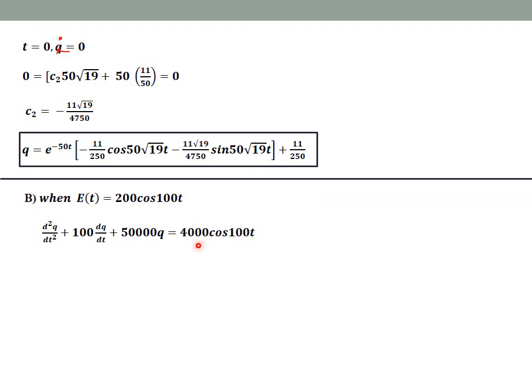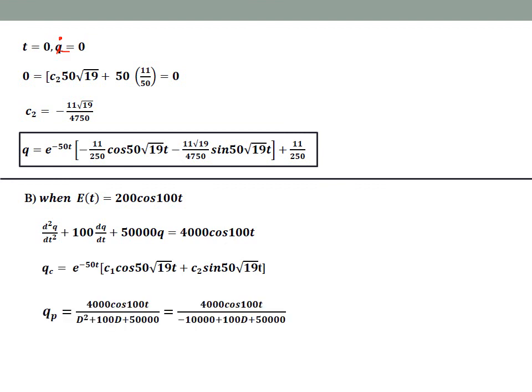Okay. Next, in part B, my EMF has changed, correct? The EMF is 200 cos 100t. So again my equation, everything is the same, only the RHS will change, correct? Instead of 110 we have to take it as 200 cos 100t, and when I simplify this I'll get this. Though QC will not change, as I explained in the previous slides, for QP we have to be very careful. QP is 4000 cos 100t divided by d square plus 100d plus 5 into 10 power 4.